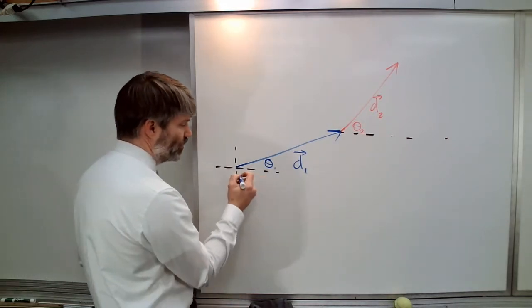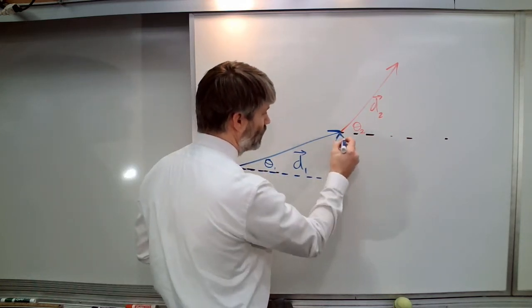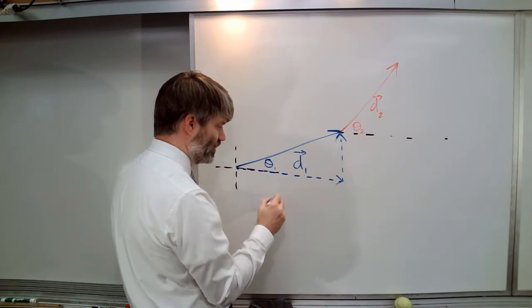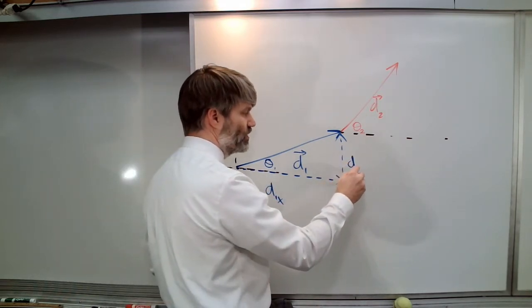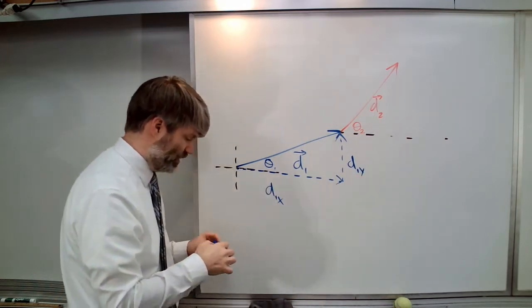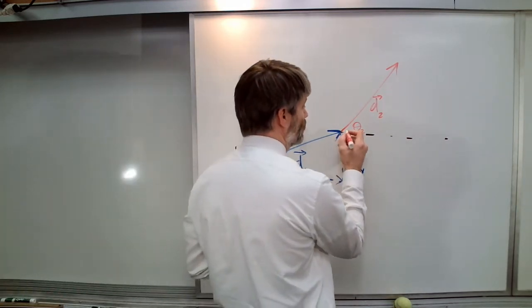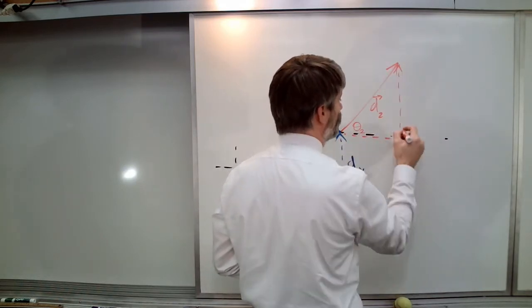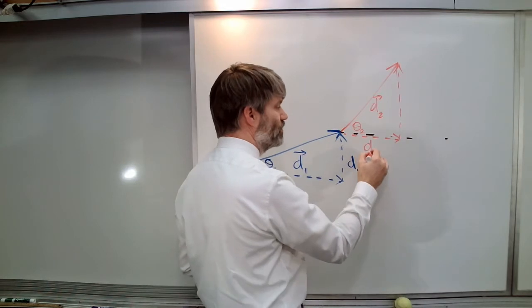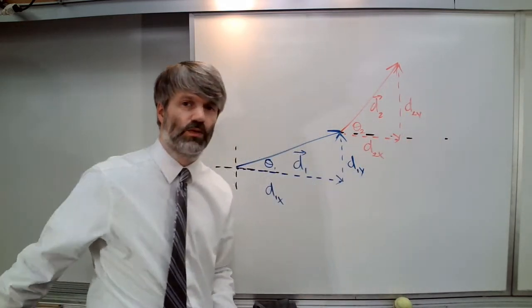If we look at the components of D1, we'll see we've got D1's X component like so, and D1's Y component like so. Do the same for D2. Here's D2's X and D2's Y.